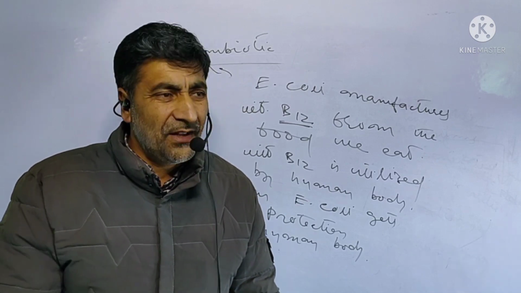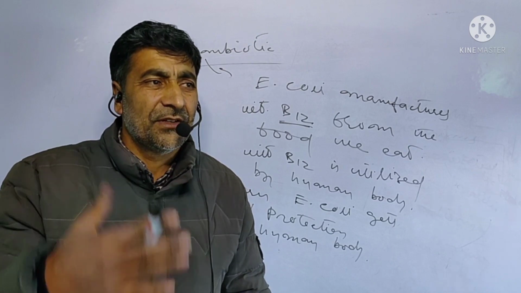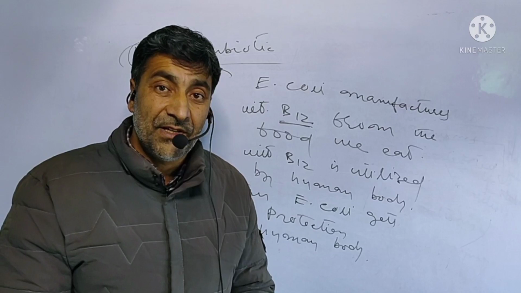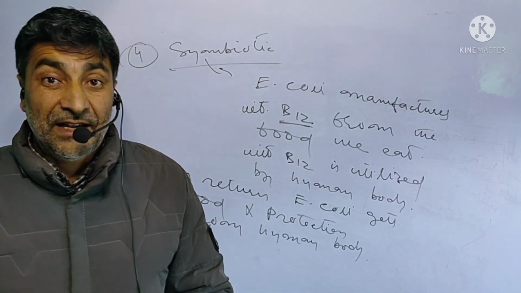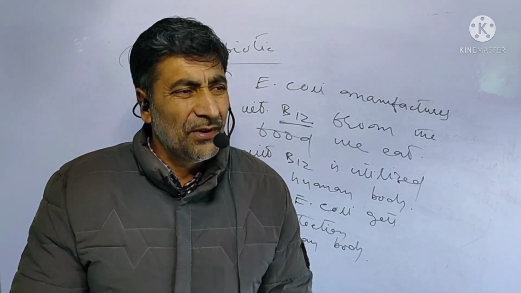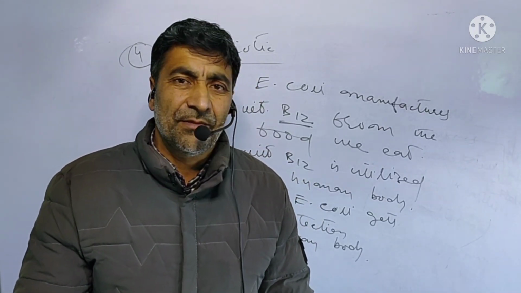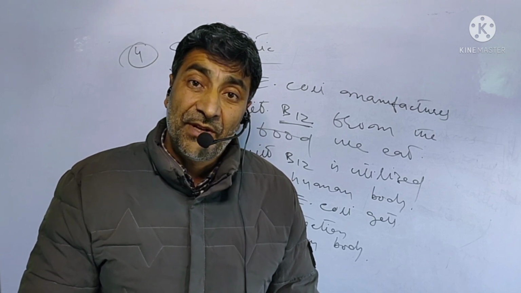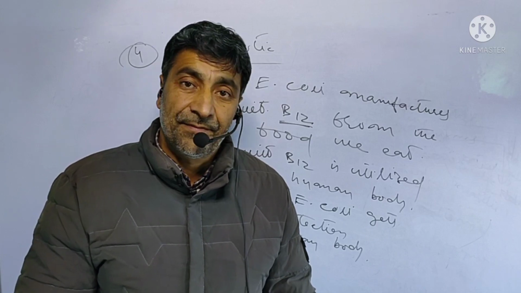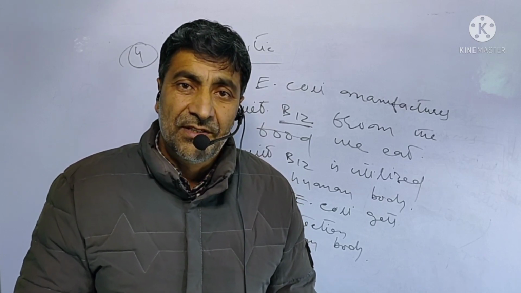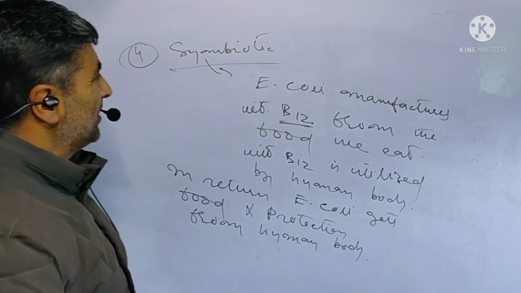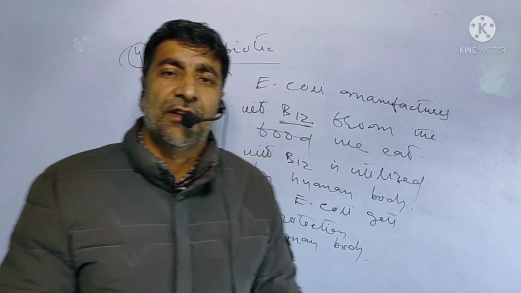There are so many other examples. You will see these examples in the ongoing chapters, like lichens. Lichens, the association of algae and fungi, also show symbiotic association. We have other examples also: the nitrogen fixing bacteria called Rhizobium, that is present in the root nodules of pulses or legumes. So this is called symbiotic association or symbiosis.